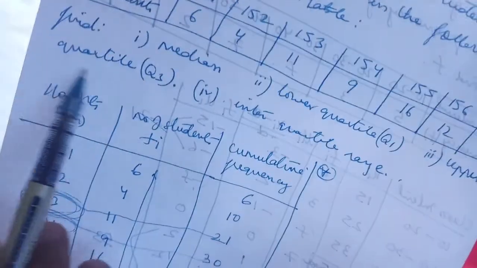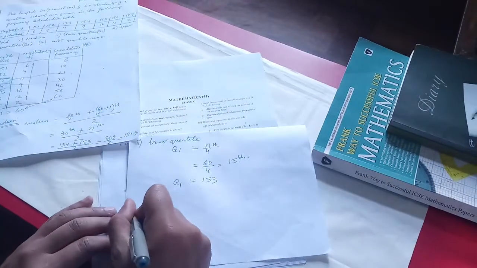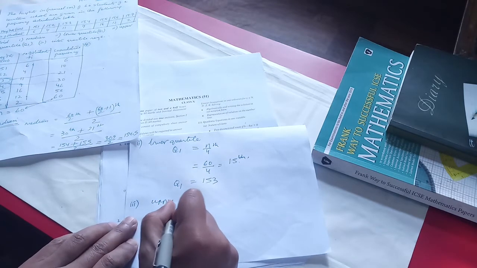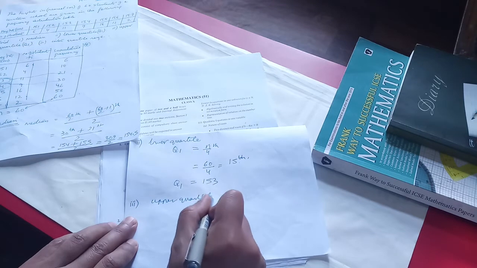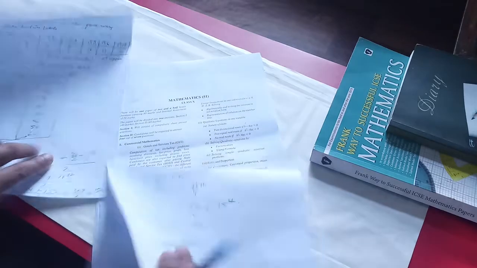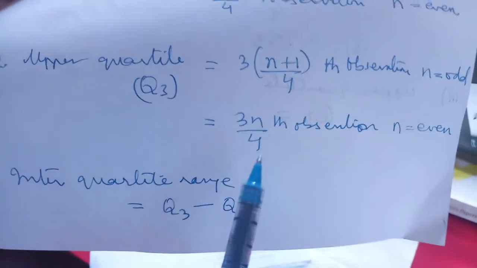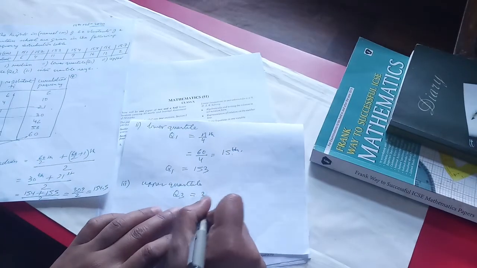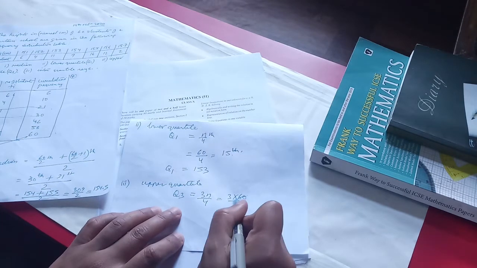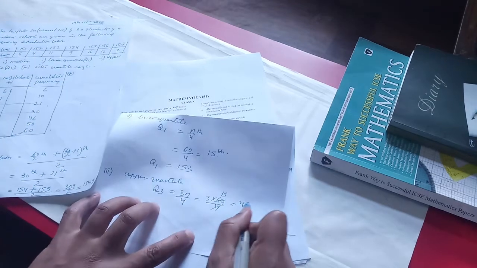Now number 3, you have to find the upper quartile. You have to remember the formula. Upper quartile is given by Q3. The upper quartile formula is here: 3n by 4th observation when n is even. So let us write down 3 into 60 by 4, 4 into 15, 45th observation.